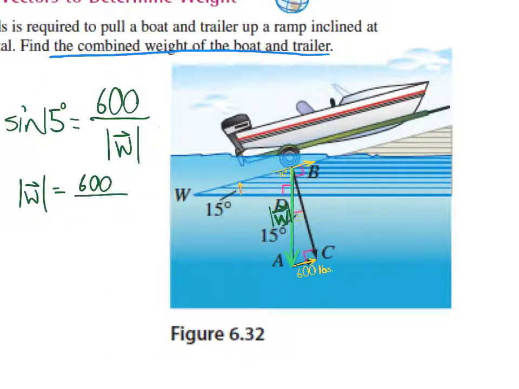600 divided by the sine of 15, which is not on our unit circle, so we can use the calculator. Okay? And real quickly here, 600 divided by sine of 15 is 2,318 pounds. Okay? That would be the weight of the boat and the trailer combined. Okay?